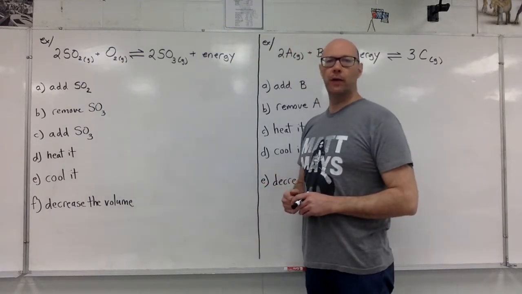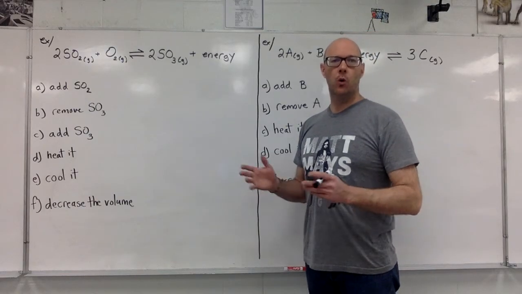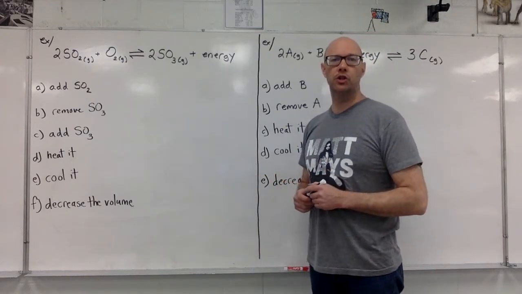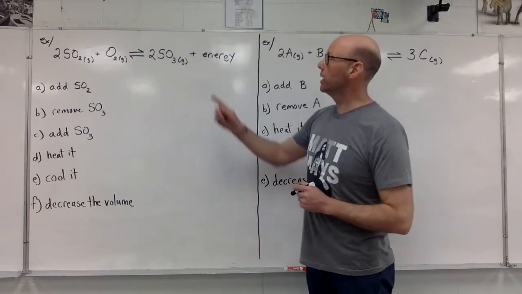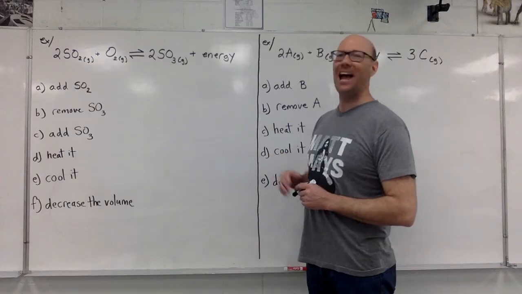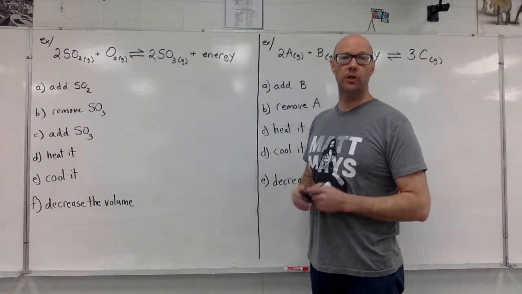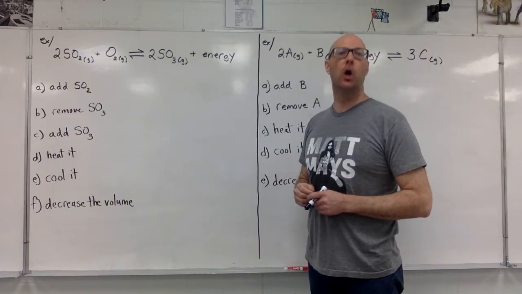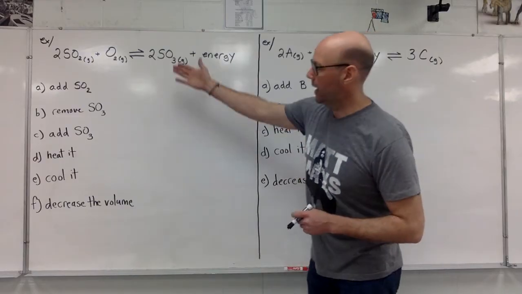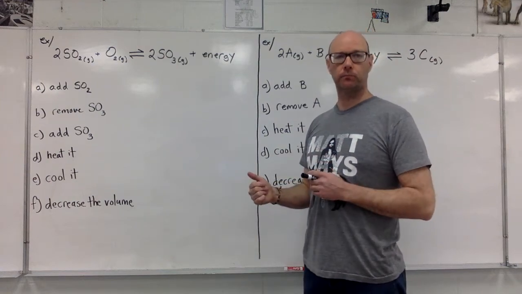First, I have this reaction, 2 moles of sulfur dioxide gas reacting with 1 mole of oxygen gas in equilibrium with 2 moles of sulfur trioxide gas and energy. Because the energy is on the right-hand side of the equation, this is an exothermic reaction. I have 6 different scenarios for us to interpret.